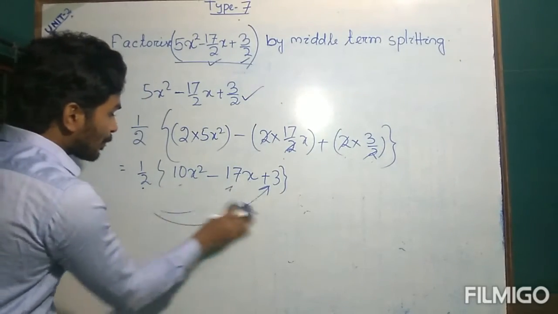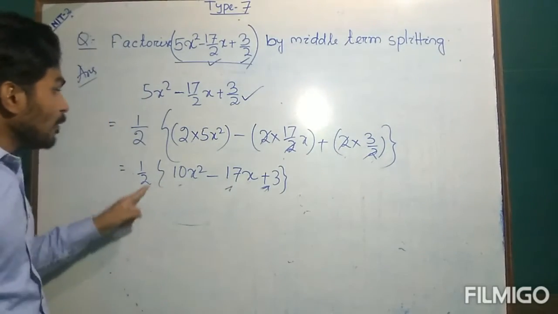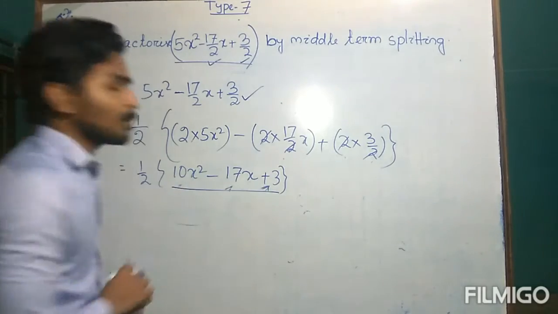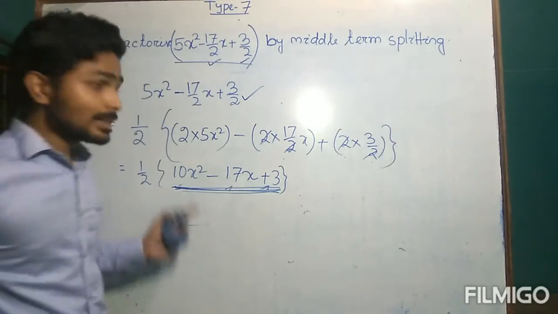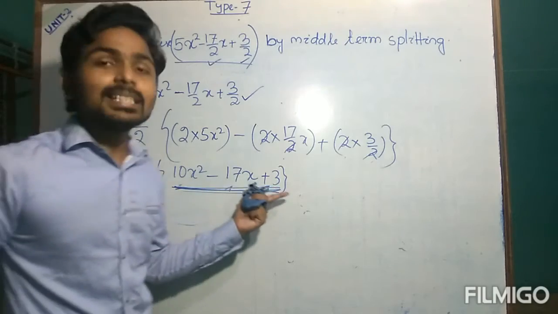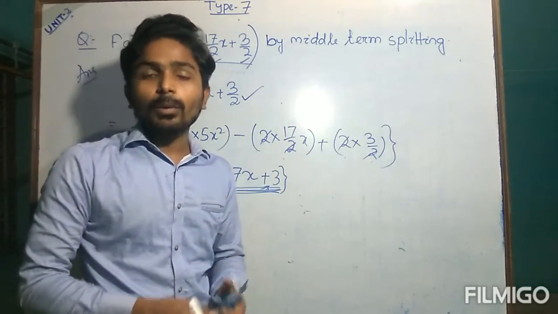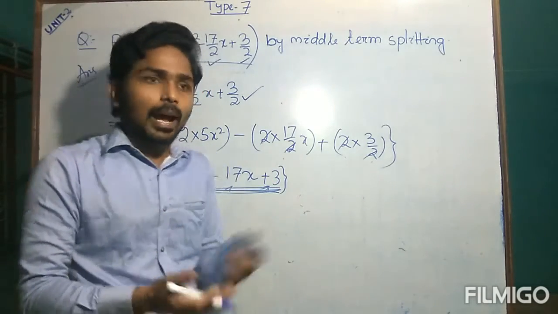So now, factor half into this quadratic polynomial. Now this is a simple quadratic polynomial, and we can easily factorize it into the product of two linear polynomials. How?